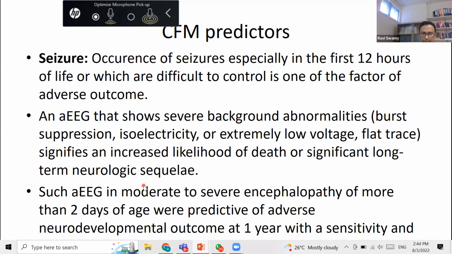So such an EEG, whenever you see in moderate or severe encephalopathy, and if it stays for more than 2 days, flat trace for 2 days or something, then clearly you can say the death is quite high. And if the child survives, then you will have a long-term outcome, and at 1 year, this child will have some amount of issues there.